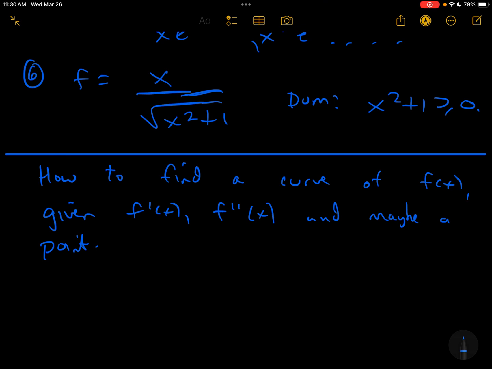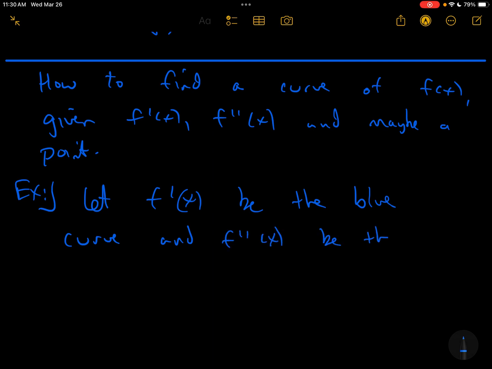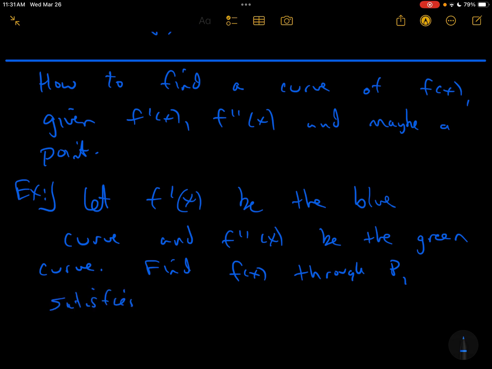So let's see here. Here's my example. Let f prime of x be the blue curve and f double prime of x be the green curve. Find f of x through the point P that satisfies f prime and f double prime.